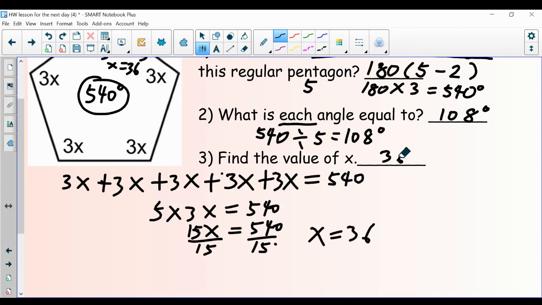And people say, do you need to put the degree here? It's not necessary because they said solve for x only.